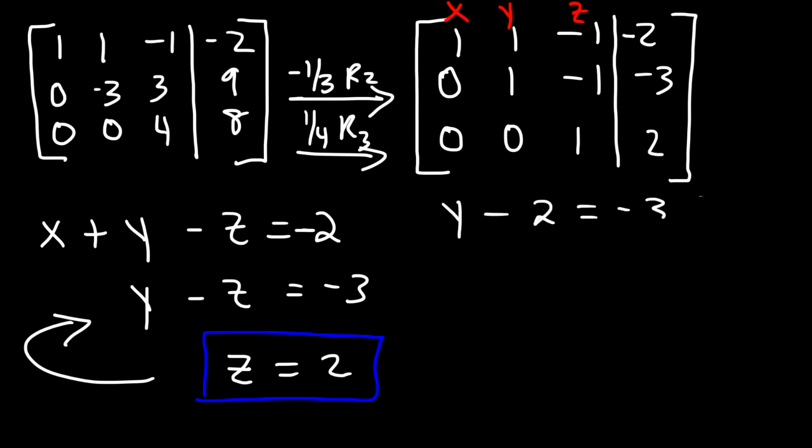So let's say we have 2x plus y minus z, and let's say that's equal to 1. And 3x plus 2y plus z, let's say that's equal to 10. And 2x minus y plus 2z is equal to 6. So use Gaussian elimination with back substitution to solve this system of equations.